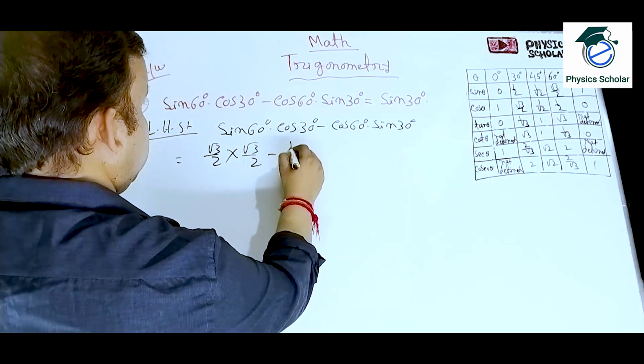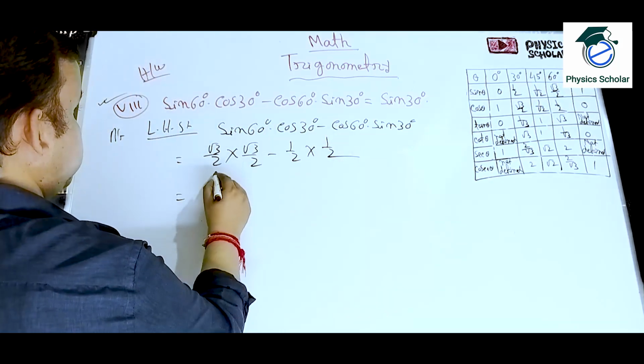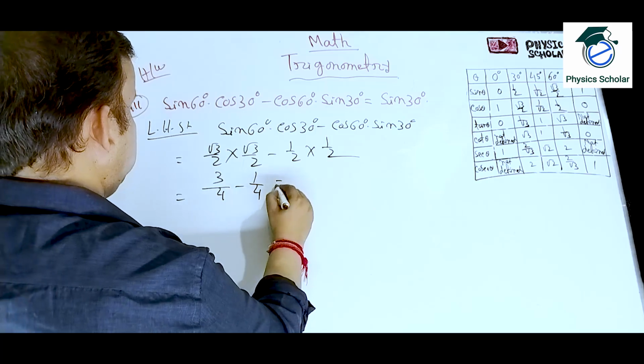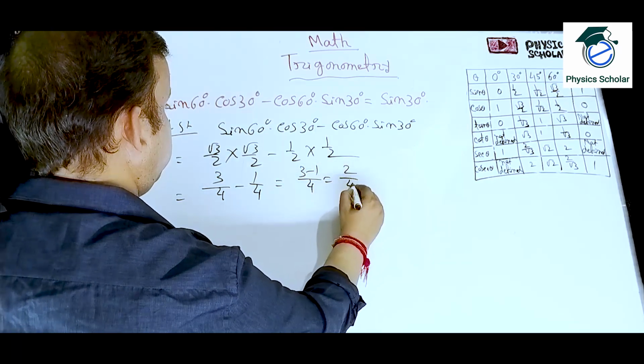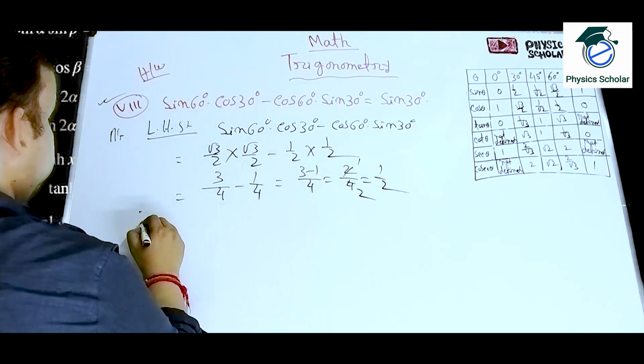Minus what is the value of cos 60? Cos 60 means half. What is the value of sin 30? Sin 30 is also half. Clear? So that means 3 by 4 minus 1 by 4. So 3 minus 1 by 4, that means 2 by 4, that means half. So that is your left hand side.